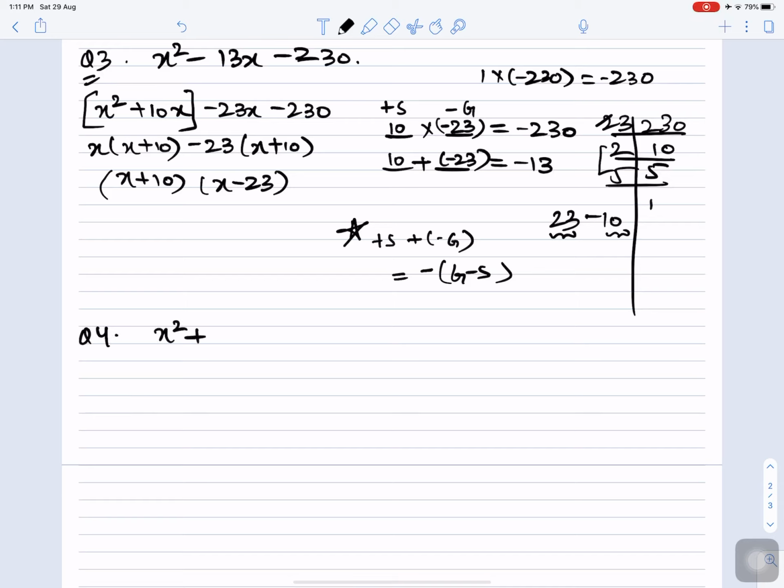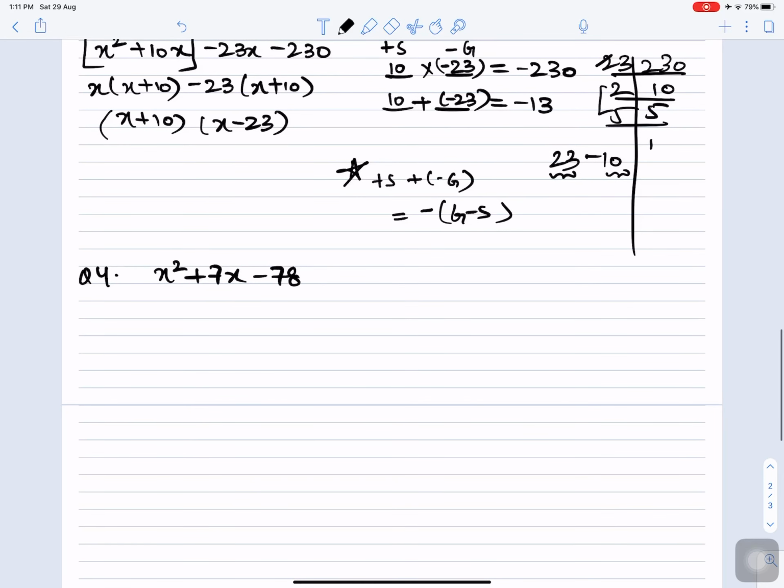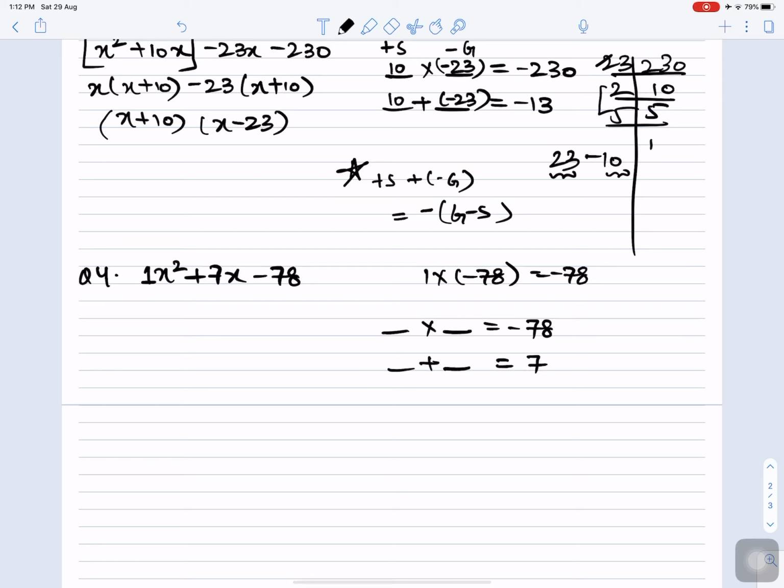It is x square plus 7x minus 78. Now what? You have to multiply 1 by minus 78. Till now in these 4 questions, I am taking the coefficient as 1. But if the coefficient is 2 or 3, you will write 2 multiplied by minus 78. So we have to find two numbers such that when multiplied I get minus 78, and when added I get 7. So what will I do? I will take an LCM.